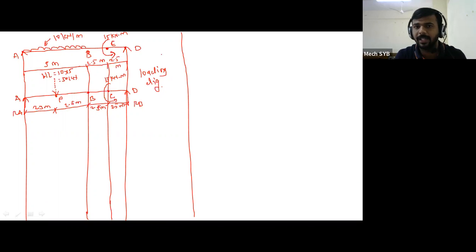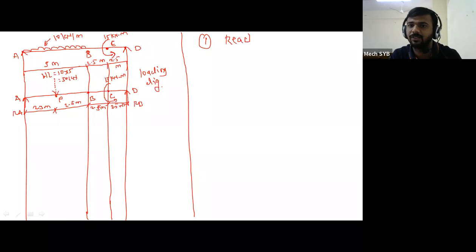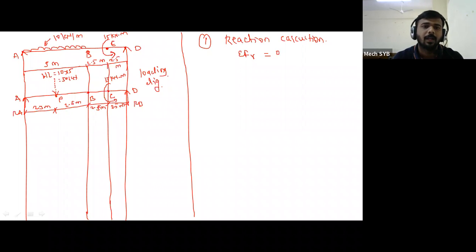Okay, now go for the reaction calculation first. Follow our procedure and tell me the answers. Reaction calculation. Summation of vertical forces is equal to 0. How many forces are there? This is my simple and first question. How many forces are there? Forces means forces. Forces are given in kilonewton.